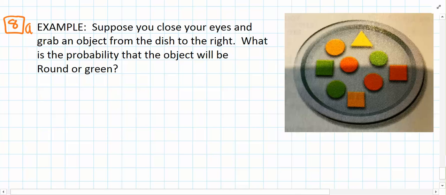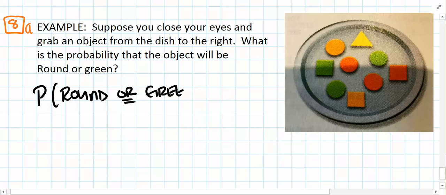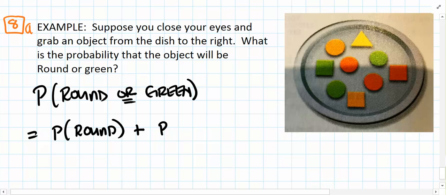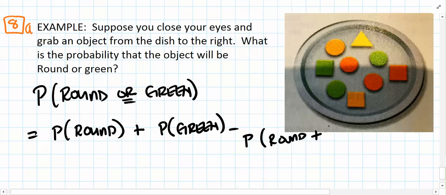Here we go. The probability of round or green, that's what I'm interested in. That's what the question is asking me. It's going to be the probability of round plus the probability of green minus the probability of round and green, because that is repeating. I should actually use the word and here. I'm going to show you.